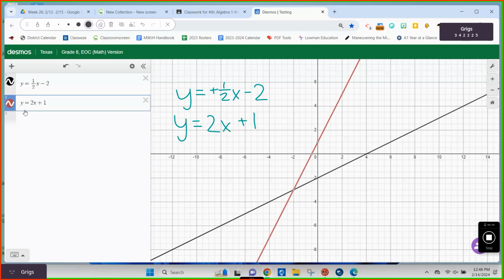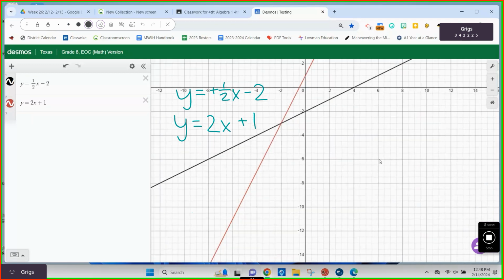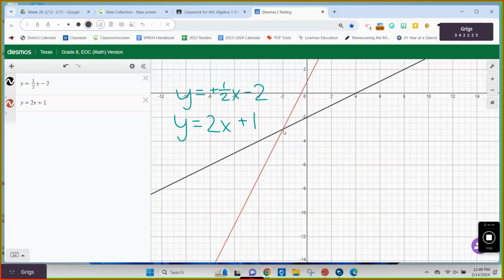2x plus 1, do I clearly see their point of intersection? And if I even click on it, it will literally tell me. So what that means, systems of equations just represents where two lines intersect at a given point. The point (-2, -3) can be plugged in here: -2 in the x value gets out -3, and -2 plugged in here gets -3. Plug in -3 and get -3? Also didn't think I got the same answer.